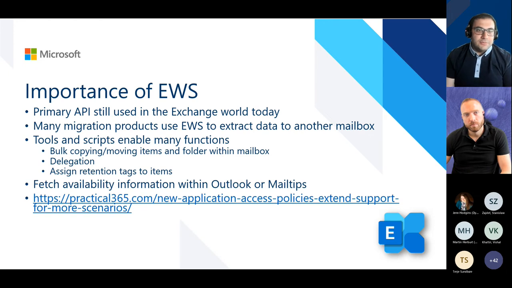When trying to assign retention tags to items or folders, it's EWS today, on-premises, and even in Exchange Online you might have to do it that way too, because there's no Graph equivalent yet, but I know they're working on that in the roadmap. And you can also fetch availability information within Outlook.